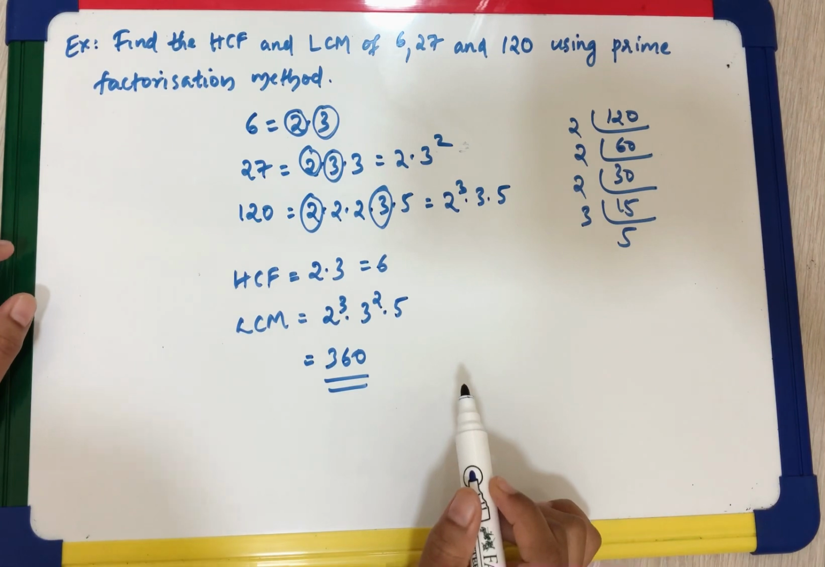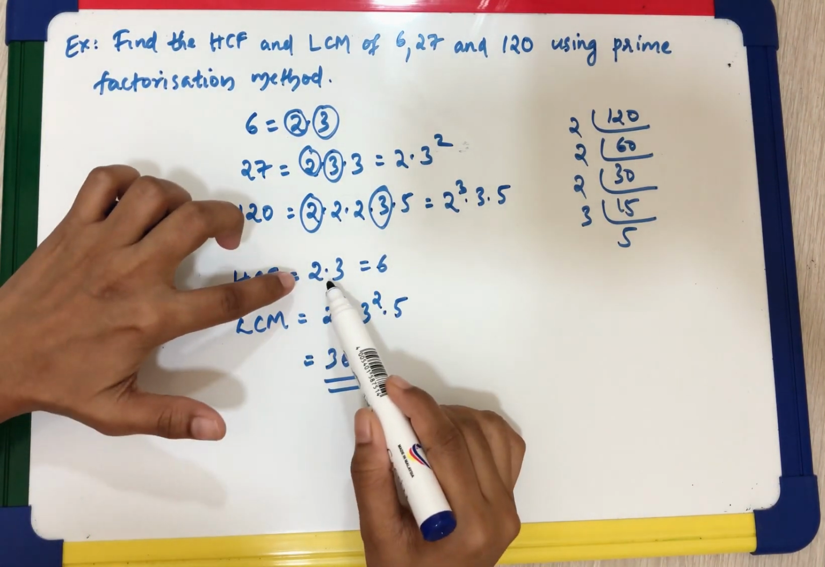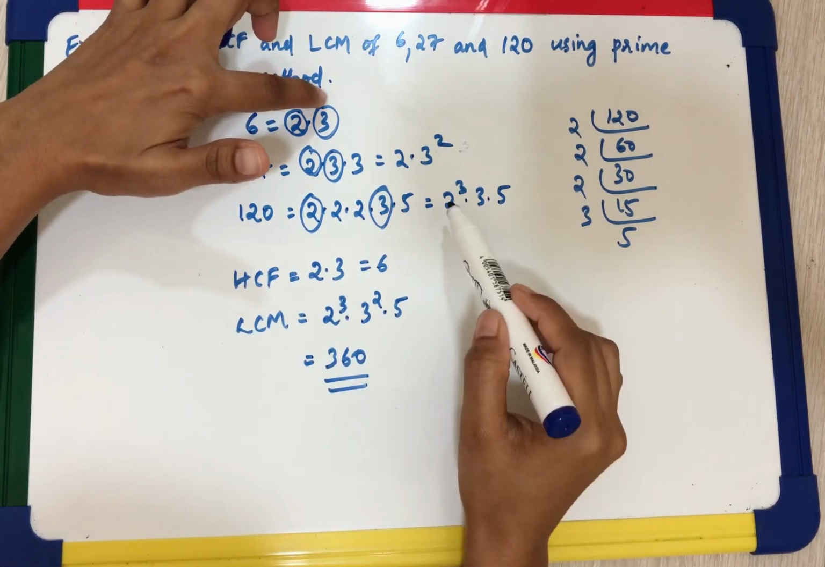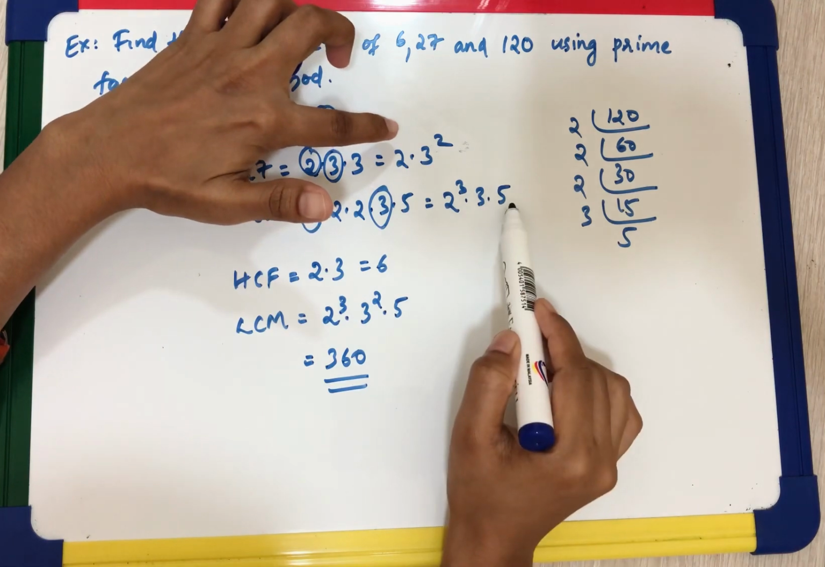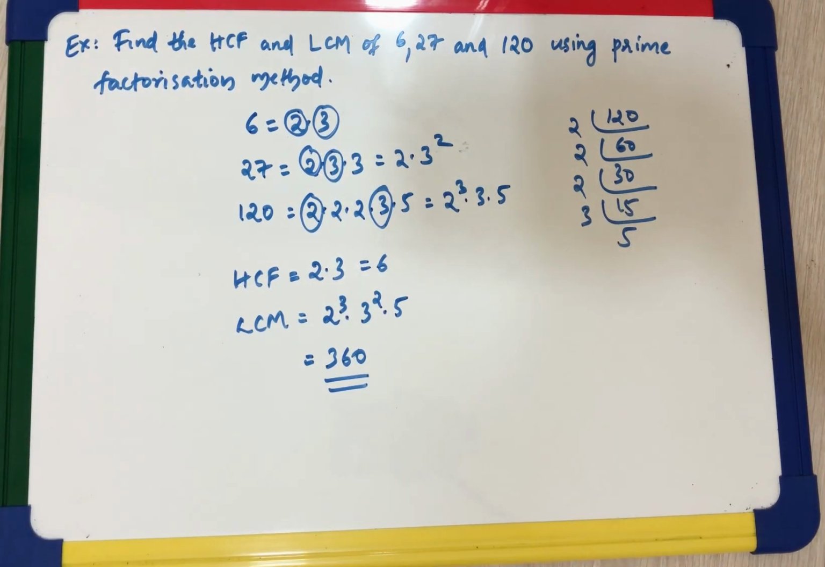For any two positive integers a and b, we see that HCF of ab into LCM of ab is equal to a into b. But here HCF into LCM is equal to 2 into 3 into 2 cube into 3 square into 5, which is not equal to 6 into 27 into 120. So the product of three numbers is not equal to the product of their HCF and LCM. That result is applicable for only two numbers.